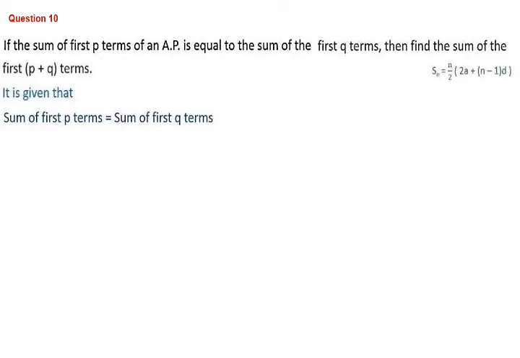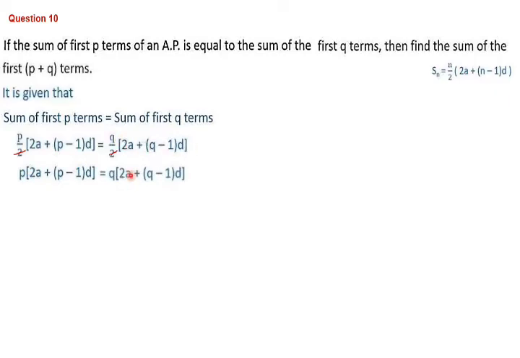As I have mentioned before, sum of n terms formula is there, n by 2 into 2a plus n minus 1 into d. Here sum of first p terms means just replace n, put p. Q terms means same thing, n replace put q. So then p by 2 into 2a plus p minus 1 into d is equal to q by 2 into 2a plus q minus 1 into d. When you check the left hand side and right hand side, 2 is common in the denominator, we can cancel. Then p into 2a plus p minus 1 into d is equal to q into 2a plus q minus 1 into d.